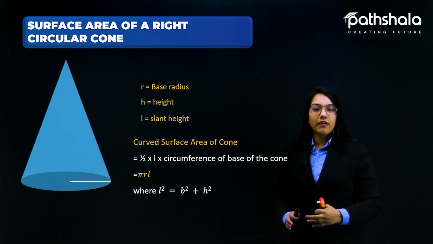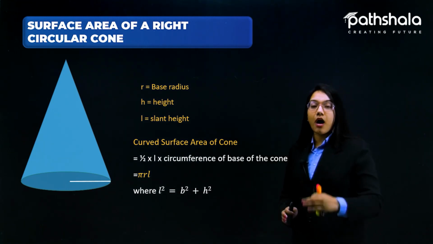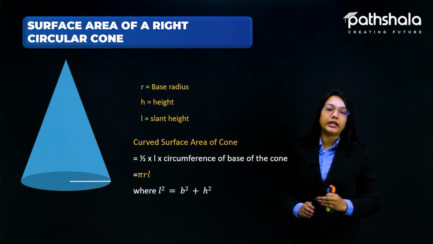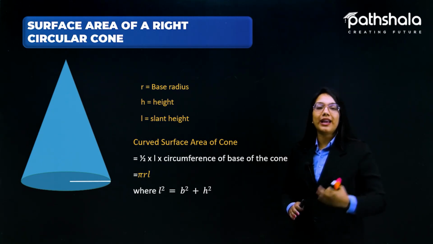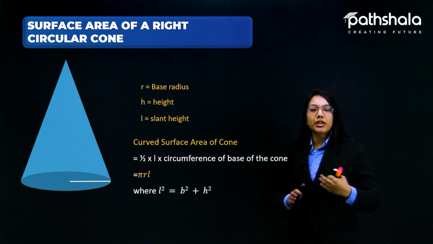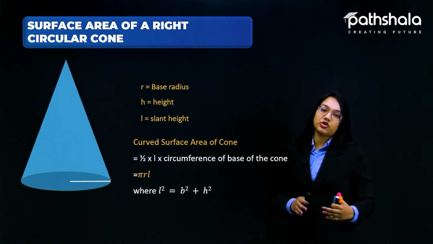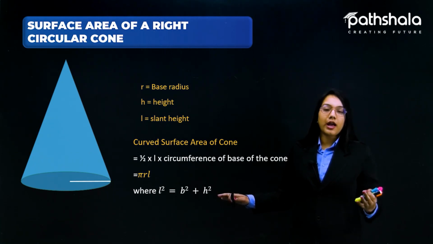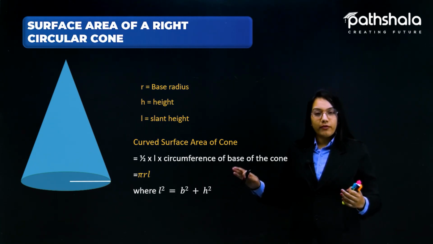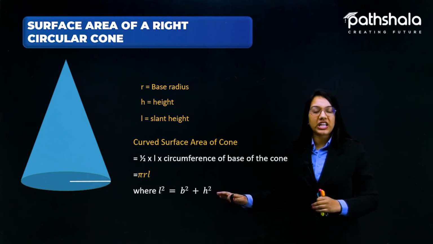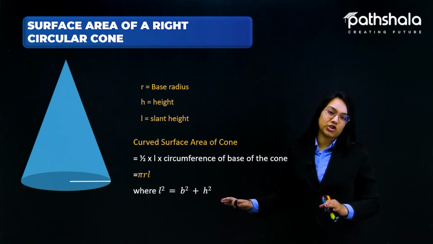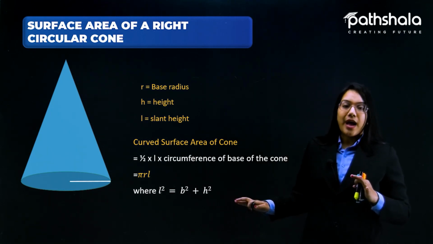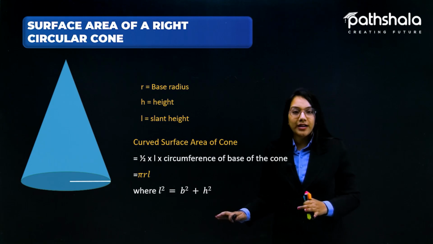So hence at the end we have calculated it as pi r L, where L is the slant height, and there is a relationship between L, B and H, which is L square is equal to B square plus H square. We will also talk about this relationship further and derive it, but for this time we are just taking it as L square is equal to B square plus H square. This is the relationship between L, R and H.